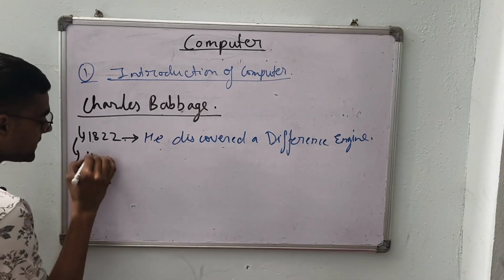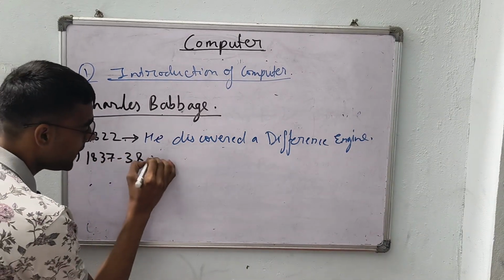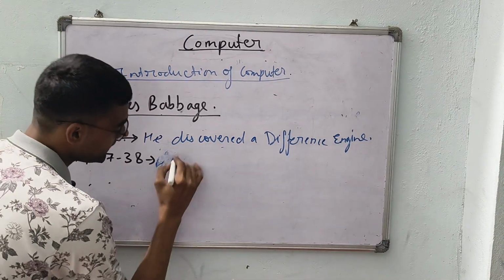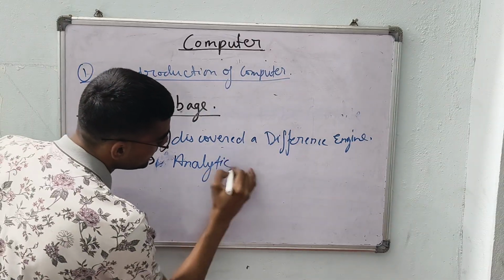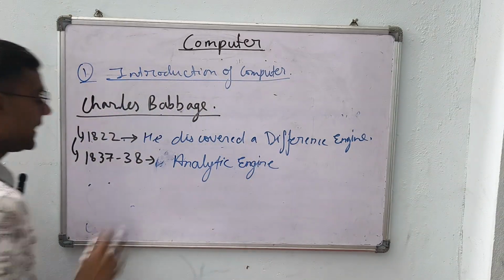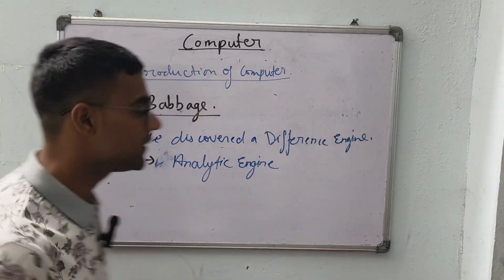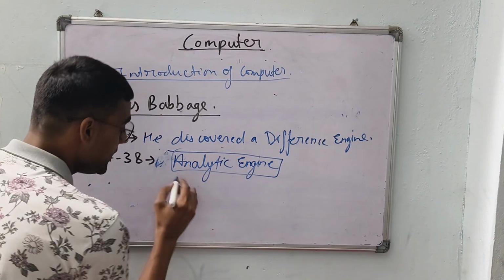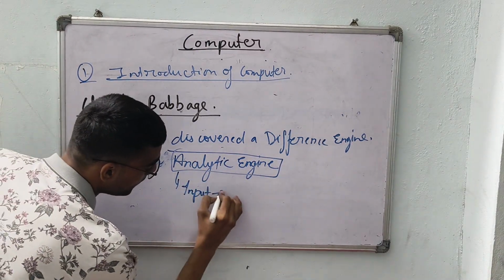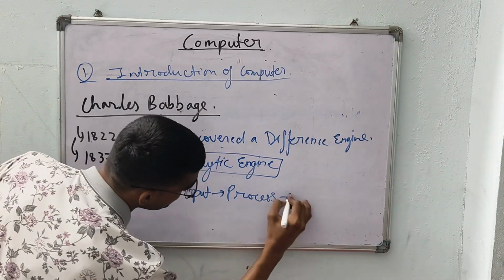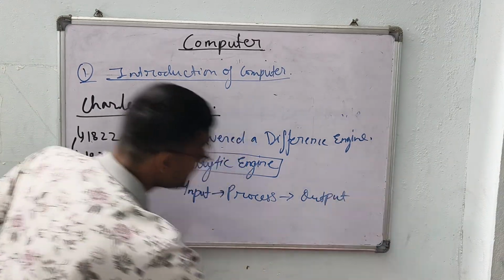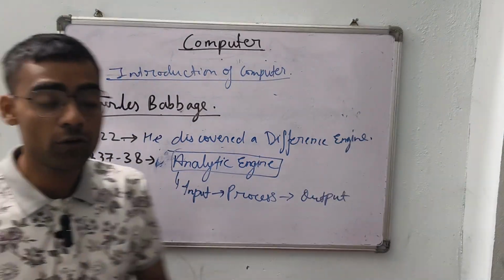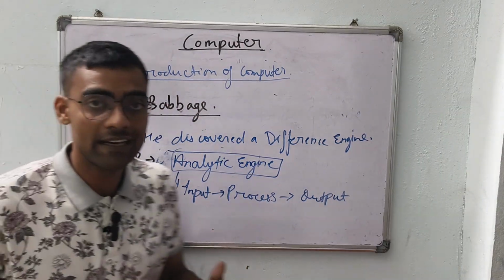And after it, in 1837 to 38, in this time period he discovered the analytical engine. Because of this, he became the father of a computer, because in it there was an input, after which there is a process, and it gives results in the form of an output.